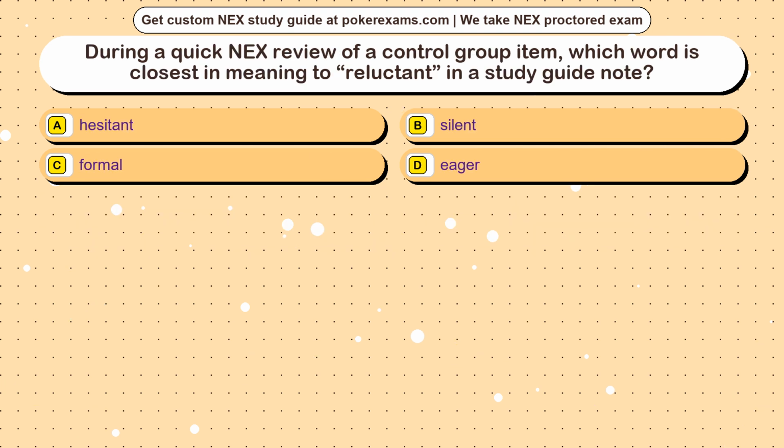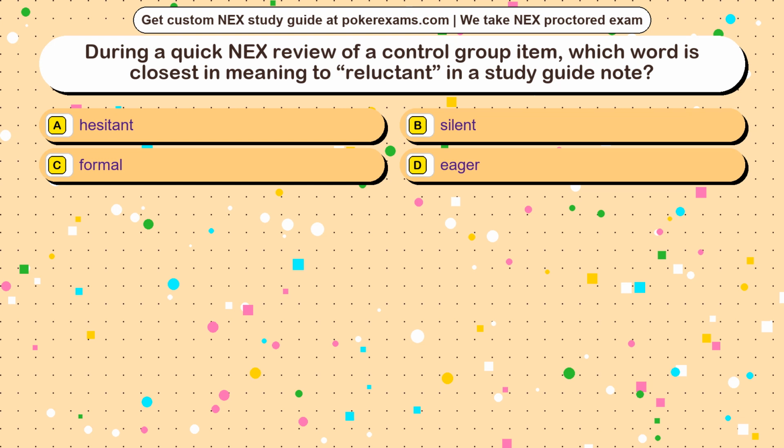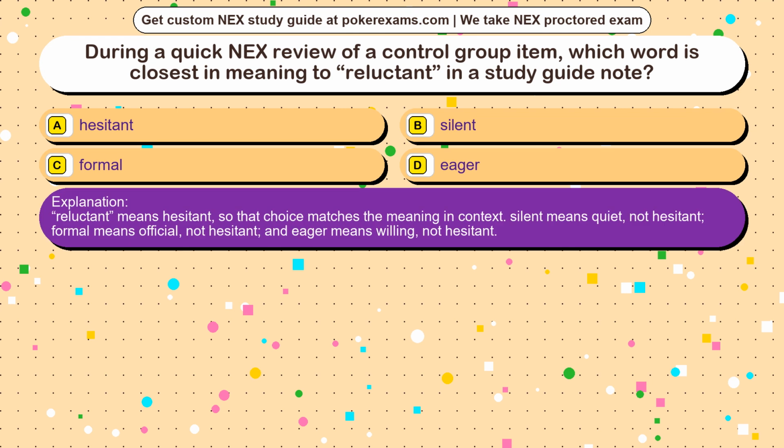Question 2. During a quick NEX review of a control group item, which word is closest in meaning to reluctant in a study guide note? Option A, hesitant. Option B, silent. Option C, formal. Option D, eager. The correct answer is option A. Reluctant means hesitant, so that choice matches the meaning in context. Silent means quiet, not hesitant. Formal means official, not hesitant. And eager means willing, not hesitant.